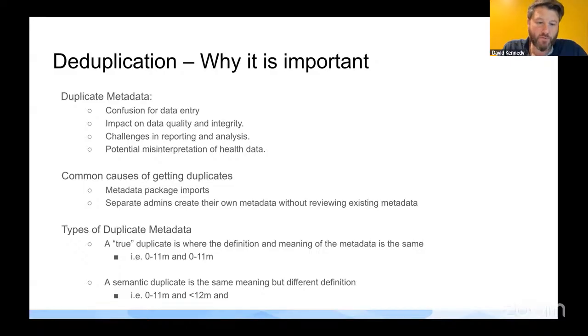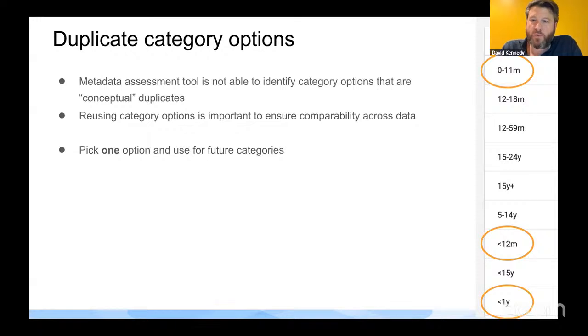The more confusing elements can be the semantic duplicates, where the meaning is the same, but the definition is slightly different. In this example, 0 to 11 months and under 12 months. It's counting the same number of months, but it's written in a different way. So it's a little bit harder to detect automatically, but is just as duplicative in its meaning. As we say, the data integrity check, or the metadata assessment tool, sorry, can highlight where there are category options that are exactly the same, but when there are duplicates that have the same meaning but different names, that can be a little bit harder to detect. You have to be a little bit more careful.